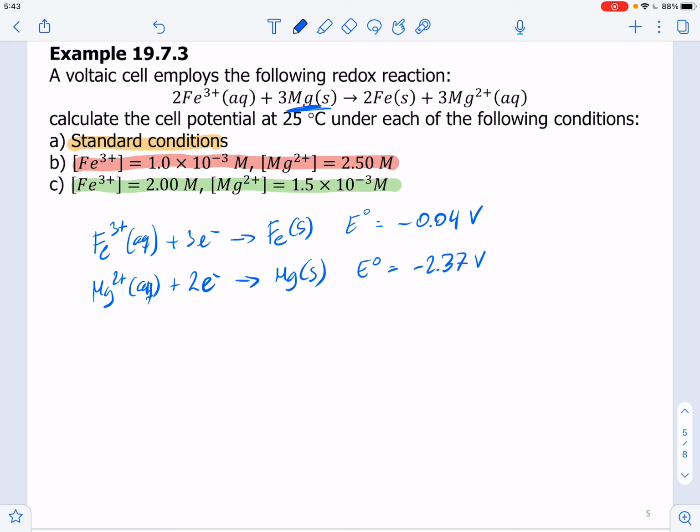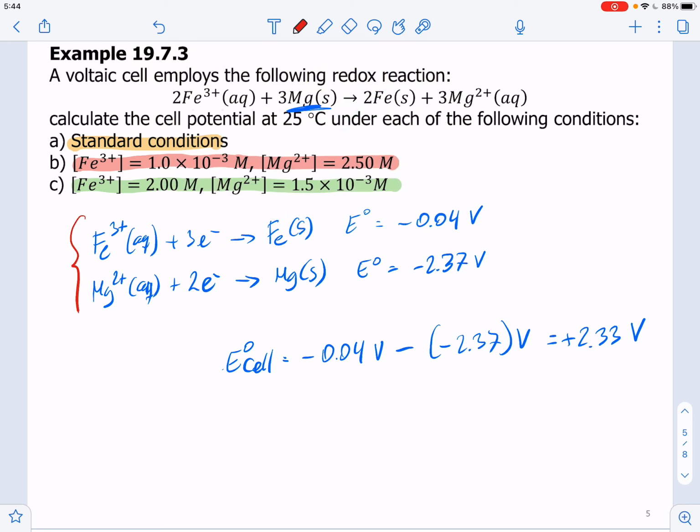All right, so our standard potential for the cell is going to be equal to minus 0.04 minus minus 2.37 volts, and this is equal to 2.33 volts. Things that I want to take care of before we move on.